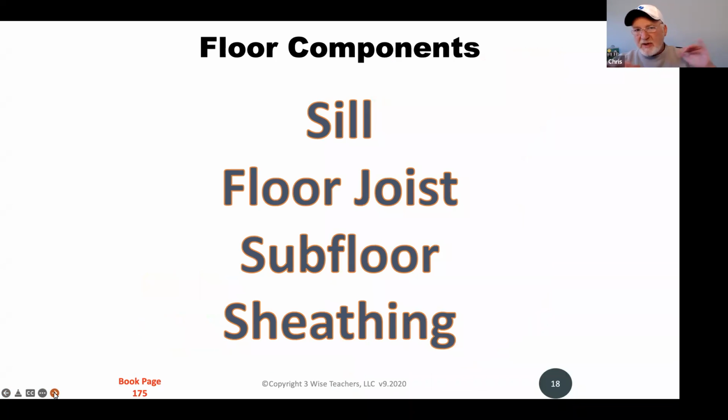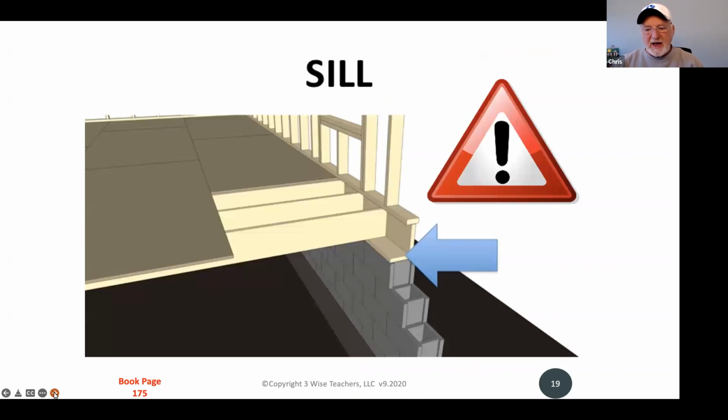Okay, so now that we have our foundation set, we're going to start the wooden construction of the house. So let's first take a look at that ground floor where we're going to start the upward portion of the house.